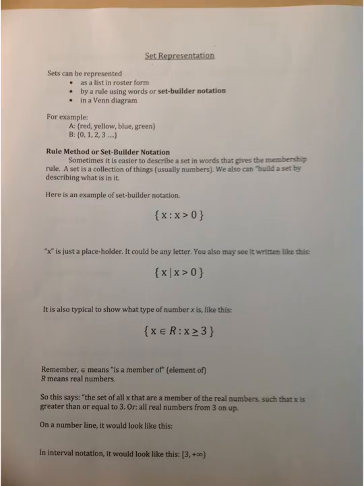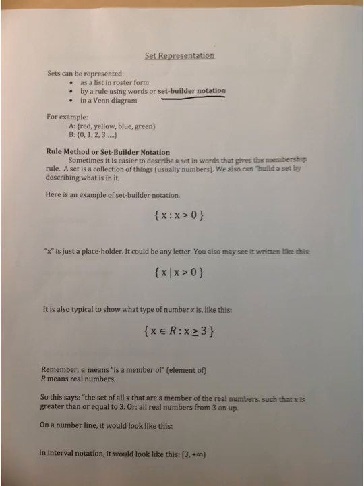Let's copy these notes on set representation in our spiral. You can do some bullet points, you can write it word for word, just make sure that you get down some of the important concepts. Sets can be represented as a list in roster form, by a rule using words or set builder notation, and this is going to be new, and in a Venn diagram.